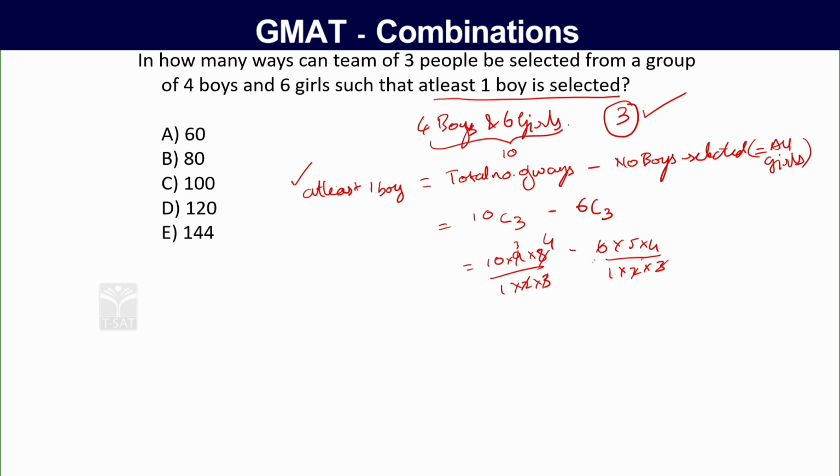2 3s are 6, it gets cancelled. So, you have 120 minus 5 4s are 20. So, you have 100. 100 is the number of ways in which at least one boy is selected. The option comes out as option C is your answer. Let's see what the next question is.